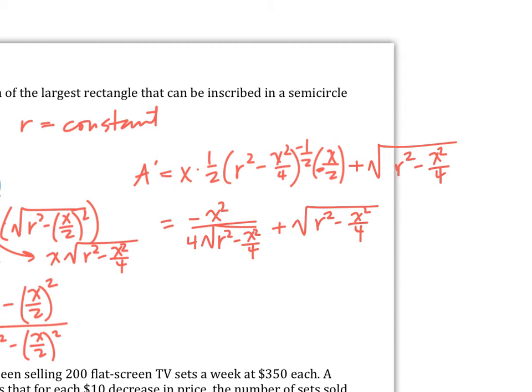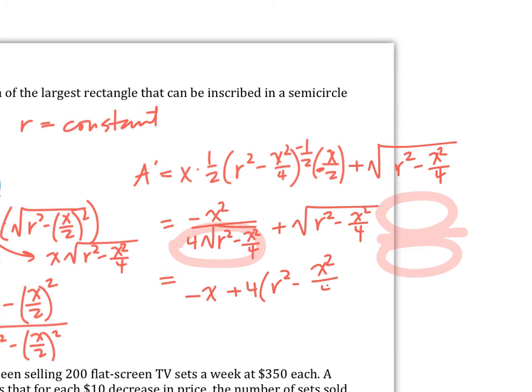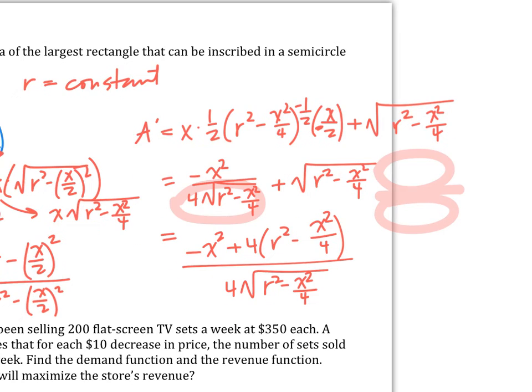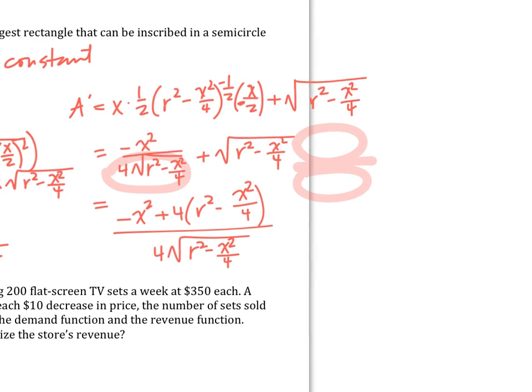I'm going to continue. So we're going to multiply both sides by the denominator so we can simplify it. I'm just going to do it in my head. Okay, I'm assuming you guys can do this. So multiply this on this side. Okay, all right. Negative x squared plus 4 times r squared minus x squared over 4, all over 4 square root r squared minus x squared over 4. Did I write something wrong? Yeah. Oh, yeah. Okay, now simplify.